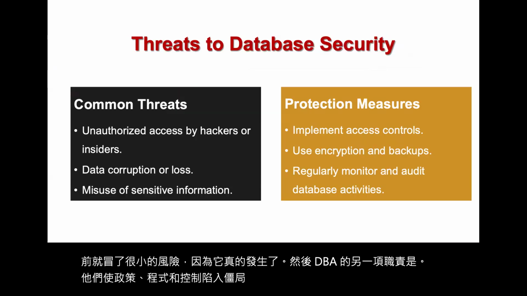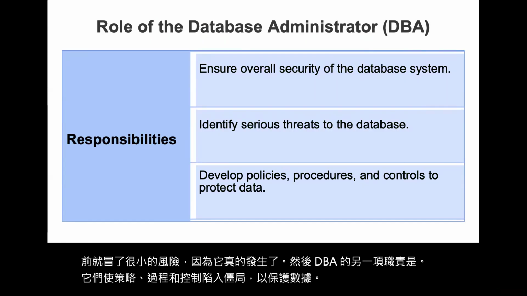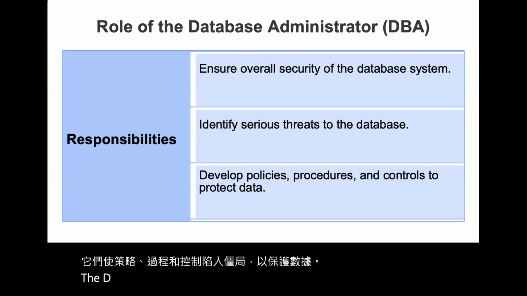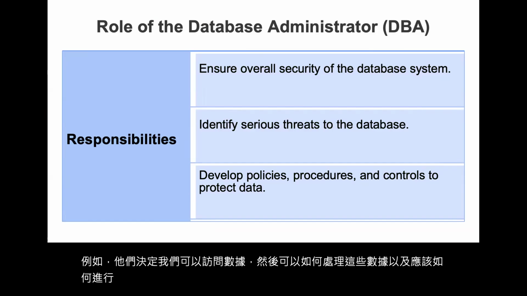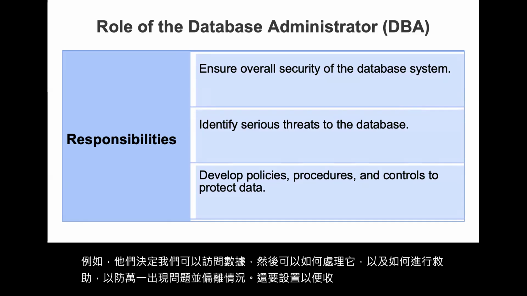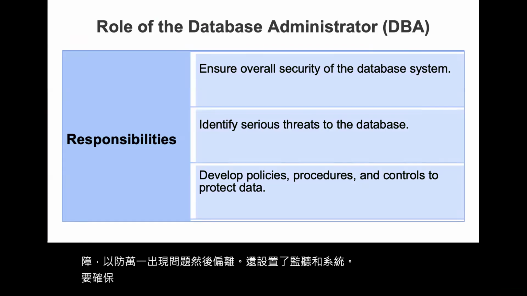The DBA creates the rules and guidelines for how the database should be used and protected. For example, they decide who can access the data, what they can do with it, and how backups should be made just in case something goes wrong. And then the DBA also sets up tools and systems like firewalls to make sure that these rules are followed by everyone.